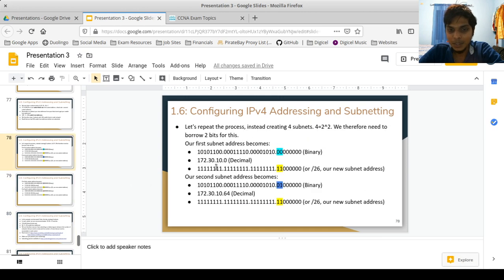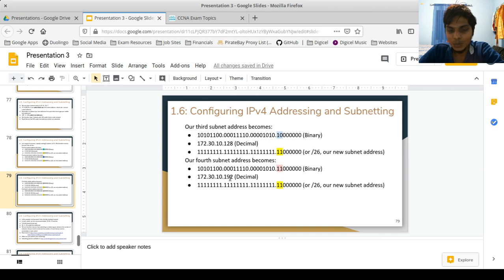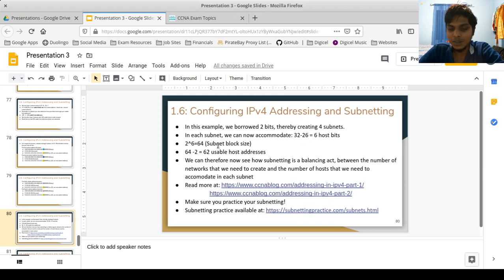So we'll go back again. You see the 0, then 64, then 128, then 192. We just added 64 each time. So you can see how the block size is useful. Then to get our usable host addresses, we have to minus 2 from this block size to account for the broadcast address and the network address. And you can see the pattern now, right?